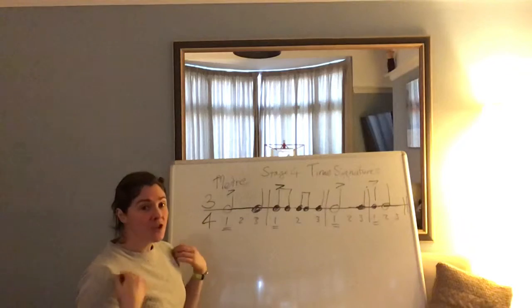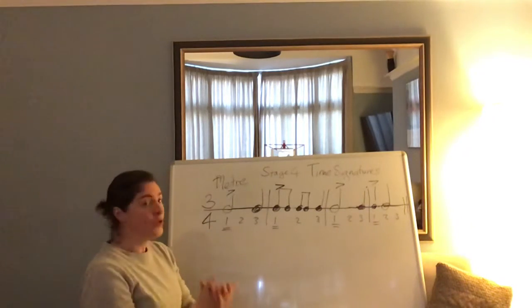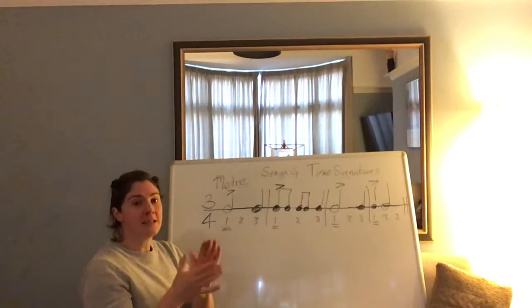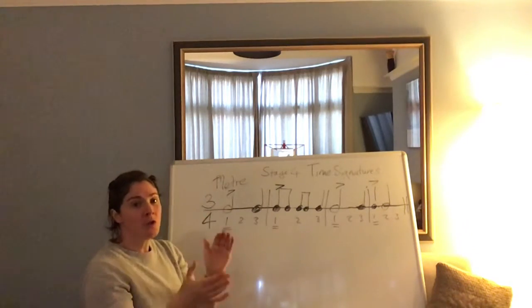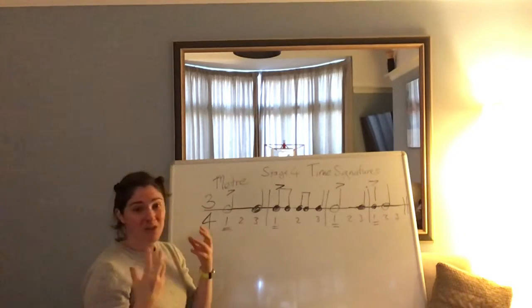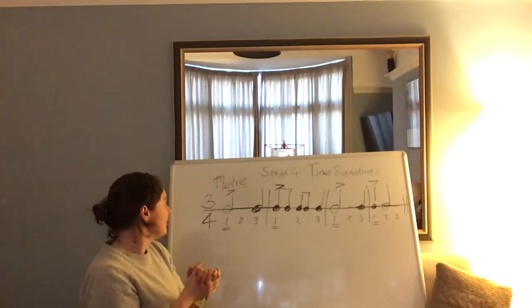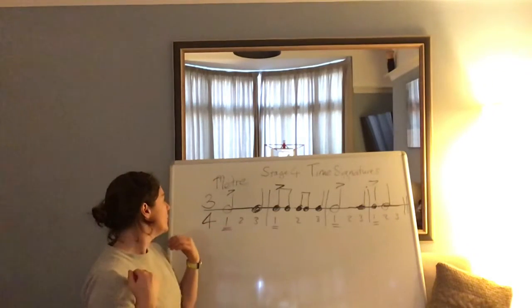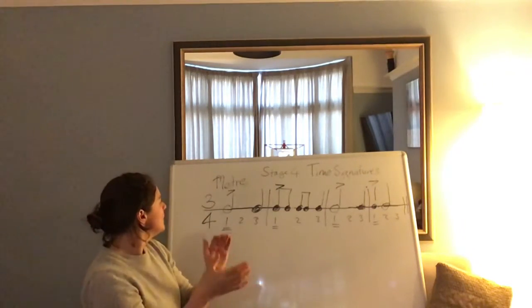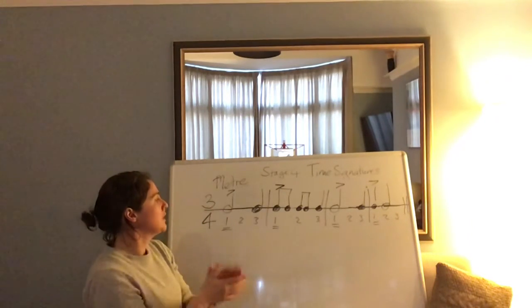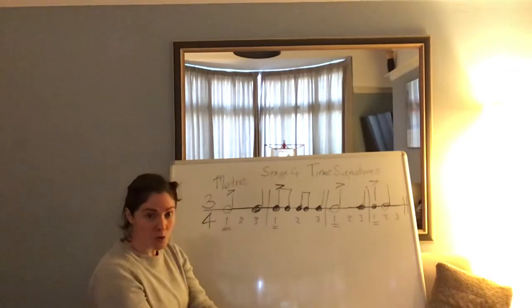Boom, chick, chick, 1, 2, 3. 2, woo, ta, ti, ti, ti, ti, ta. 2, woo, ta, ta, 2, woo. Do you see, it feels totally different because we changed the meter. Let's have another go. Boom, chick, chick, 1, 2, 3. 2, woo, ta, ti, ti, ti, ti, ta. 2, woo, ta, ta, 2, woo.